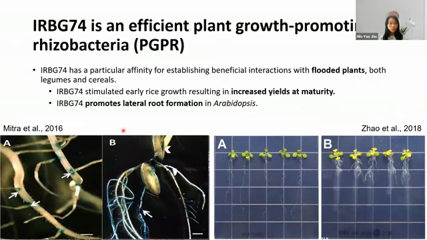The interesting thing about IRBG74 is that it is also a very efficient plant growth promoting rhizobium. It is actually already able to establish a symbiotic relationship with some plants that are not in the legume category, for example rice and also Arabidopsis. Based on previous study, IRBG74 is able to colonize the lateral root junctions and also help to increase the yield of rice. At the same time, it's also able to generate a symbiotic relationship with Arabidopsis, but mostly on the surface or at the root junction, and because it produces auxins, it also promotes lateral root formation.